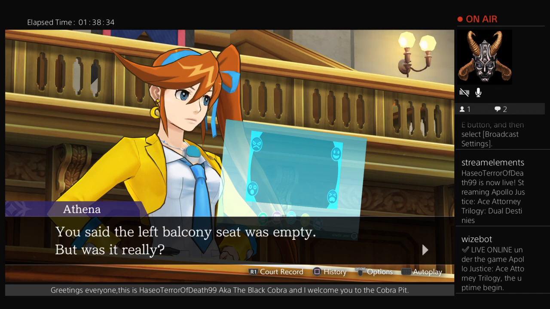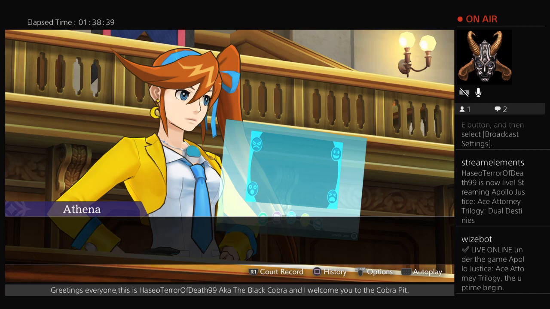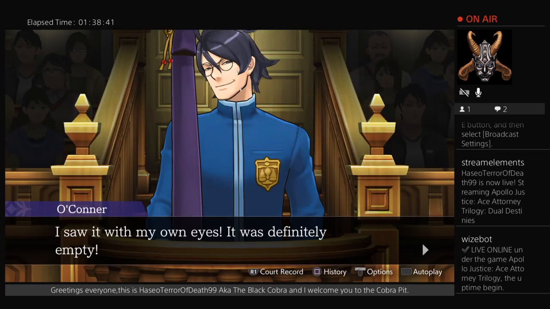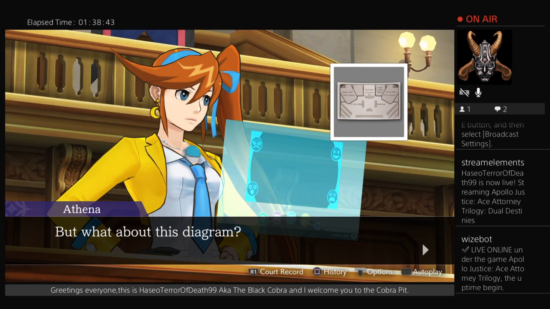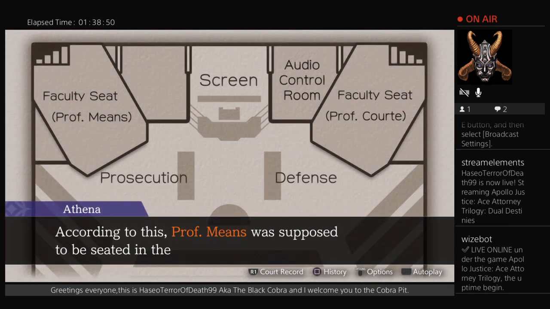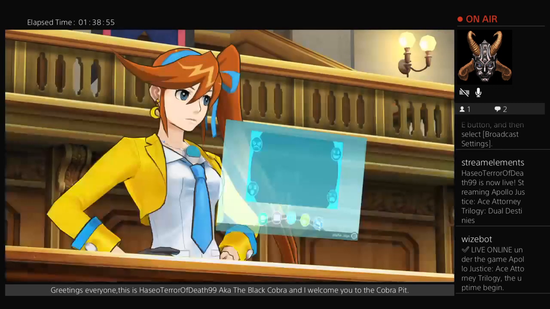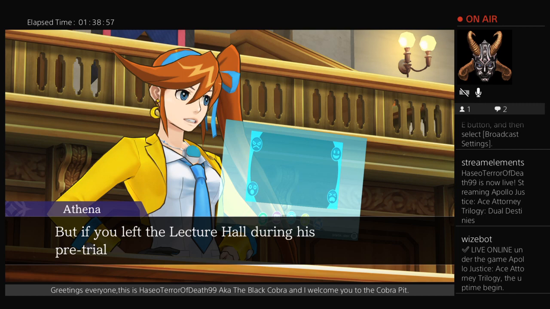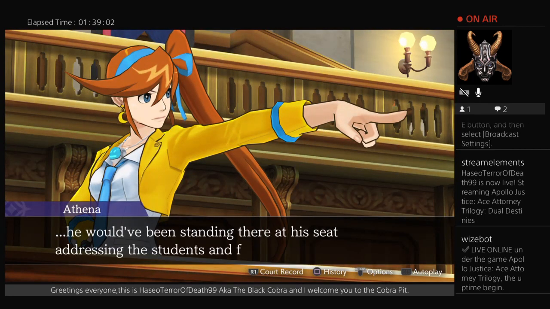You said the left balcony seat was empty, but was it really? What about this diagram then? According to this, Professor Means was supposed to be seated in the left balcony seat. But if you left the lecture hall during his pre-trial speech, he would have been standing there at his seat addressing the students and faculty.